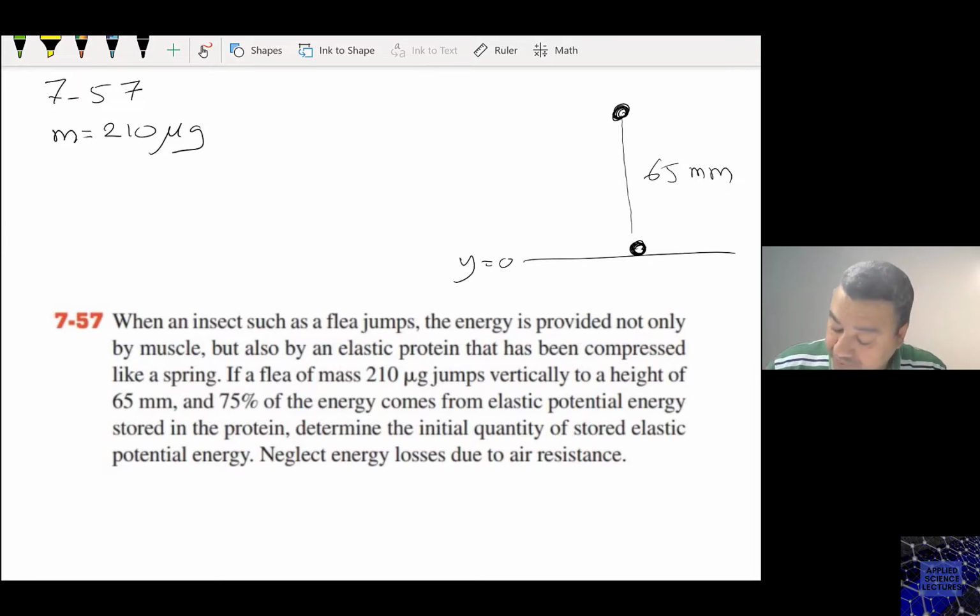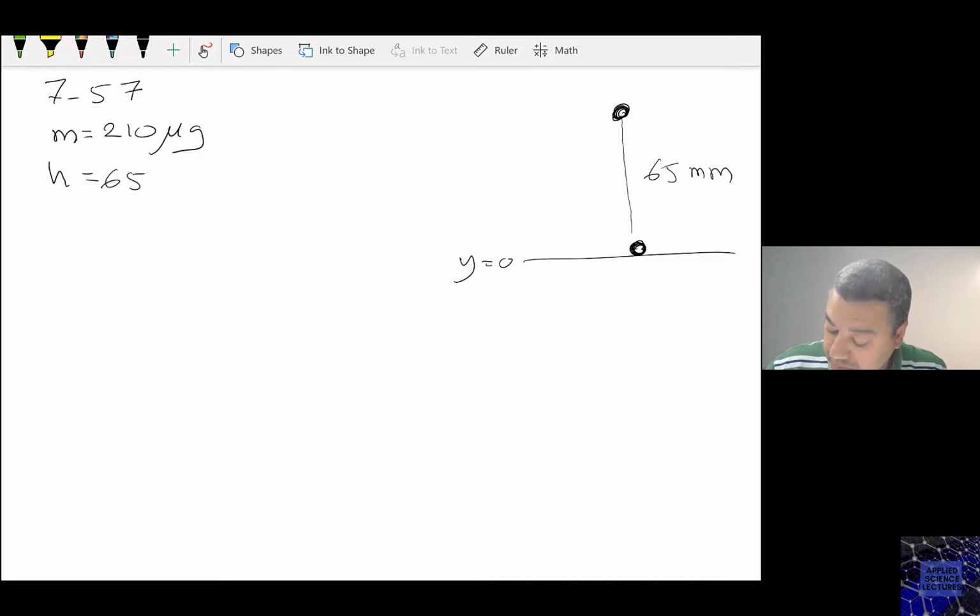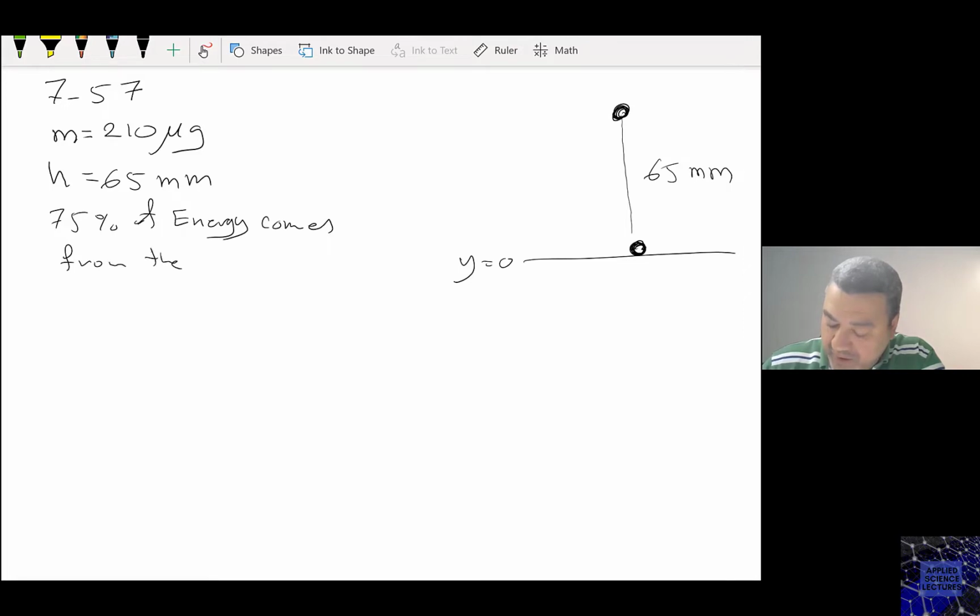So we have here that insect jumping 65 millimeter up using the stored energy in the protein and the muscles. 75% comes from the protein, the remaining from the muscles. It has a mass of 210 micrograms. And yeah, we need to calculate this energy that this protein is providing to this insect. So what do we know here? We know that 75% of energy comes from the protein.